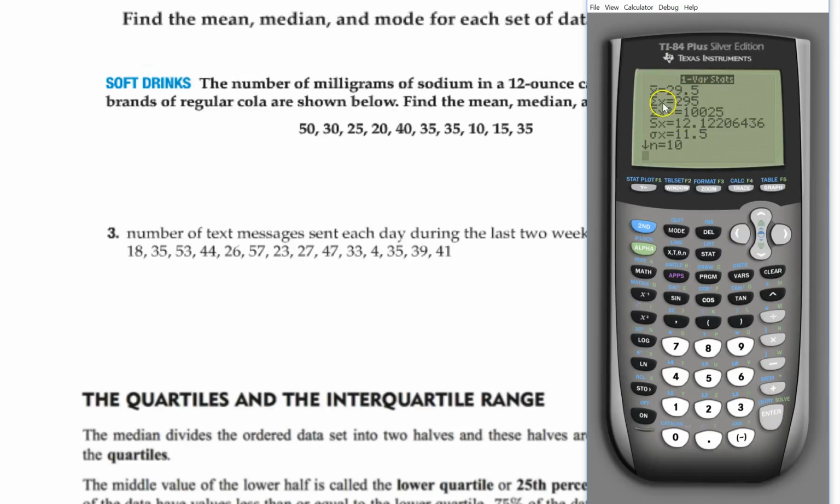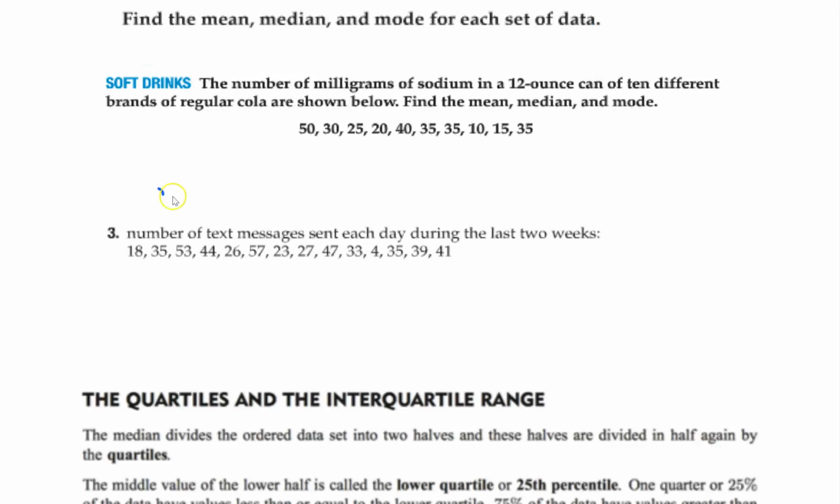Now, what does all this stuff mean? That first one's the mean. The x with the line over it is the mean symbol. So our mean already is 29.5. The line over it, that's our mean. It's the symbol for mean, or average.